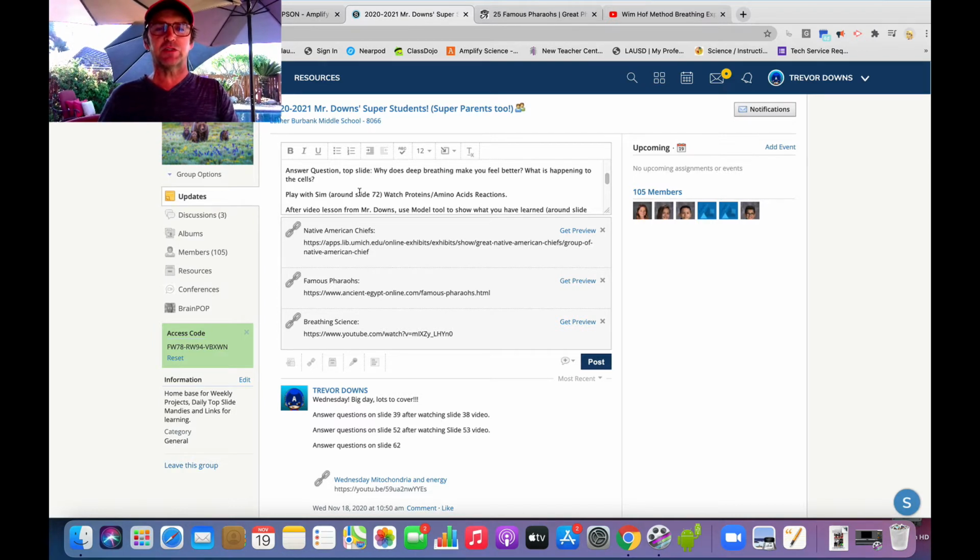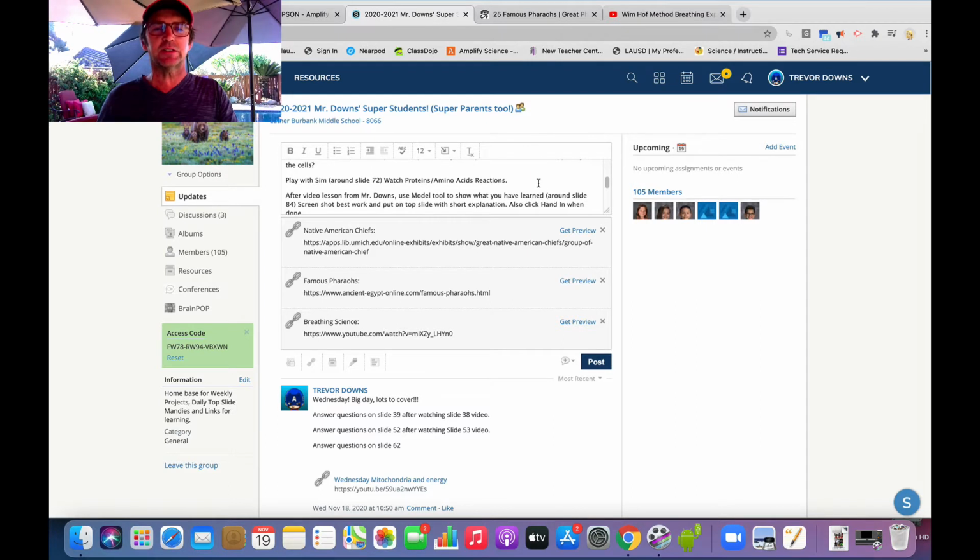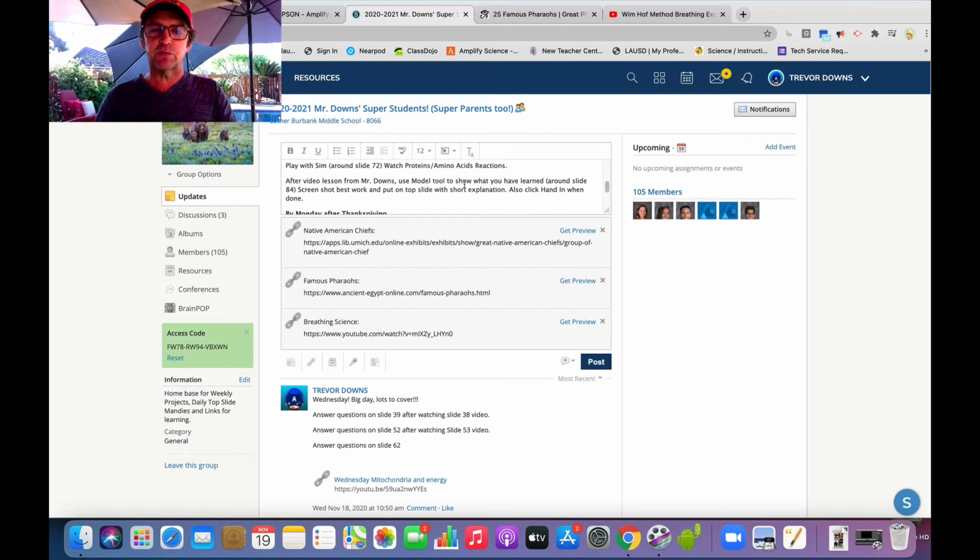It might be a little different, but there's a sim. Pay attention to proteins and amino acids reactions. After the video lesson from Mr. Downs, this one, today, the first part 1, use the model tool to show what you have learned. It's around slide 84. Screenshot best work and put on top slide with short explanation. Also click hand in when done. Let's do hand in. You'll see that in a minute.